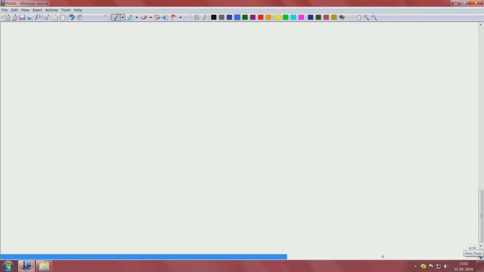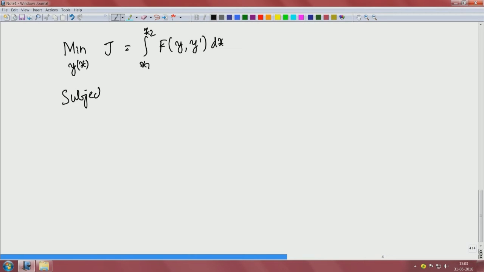So, we can now write the necessary conditions for the problem where we minimize J, which is the integral from x1 to x2 of an integrand f(y, y prime) dx, where y is the unknown, subject to our constraint K equal to the integral from x1 to x2 of g(y, y prime) dx. Let us make it a habit to indicate the corresponding Lagrange multiplier right there, with a colon, to indicate the Lagrange multiplier. Then we can write the Lagrangian for this problem as J plus lambda K.